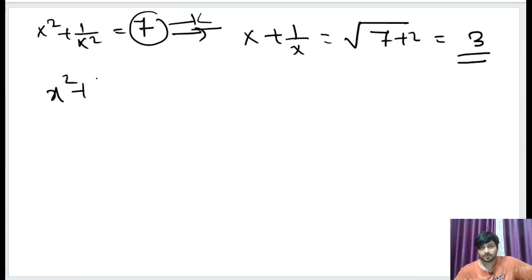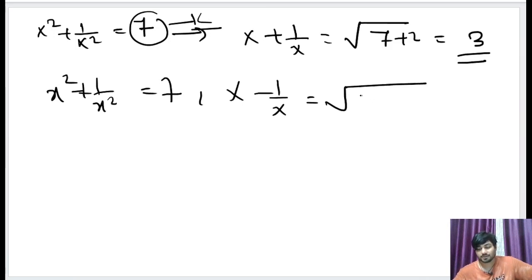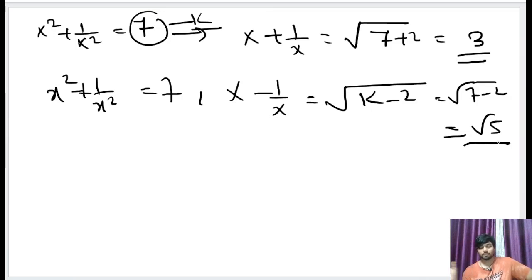Again, if x square plus 1 upon x square is given as 7, and you are asked to find x minus 1 by x, what will you write? You will simply write under root of 7, that is k minus 2, which is 7 minus 2, which is under root 5, directly. No issues, no problem. Concepts are totally clear to all of you.